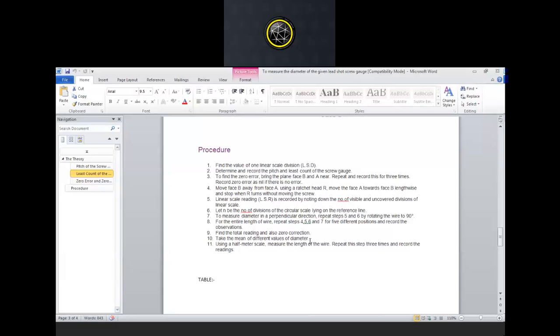Number 10, take the mean of different values of diameter.